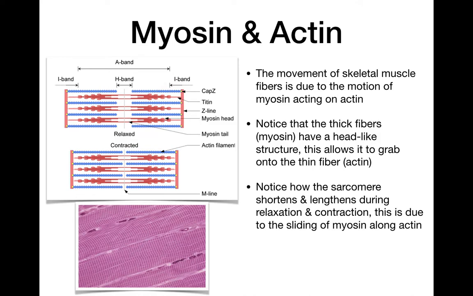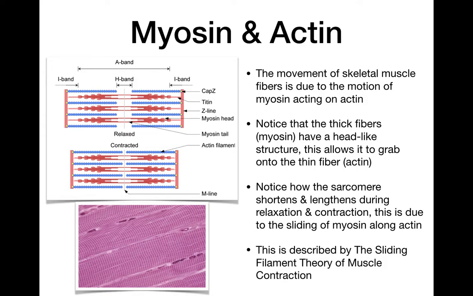Okay, and then if you look here, the sarcomere is longer when it's relaxed and shorter when it's contracted. That's because the myosin is sliding along the actin. It's pulling the actin along. And the theory we use to explain how this works is called the sliding filament theory of muscle contraction.